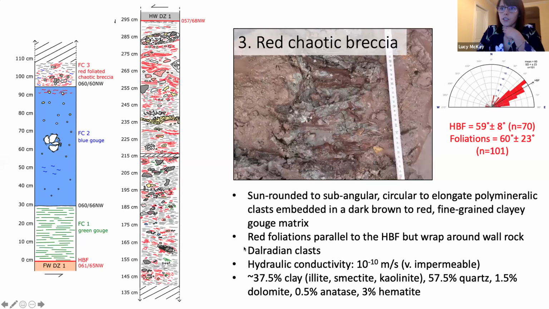So into the red chaotic breccia. It consists of sub-rounded to rounded, circular to elongate clasts embedded within this dark brown to red fine-grained matrix, and red hematitic foliations define a clear structural fabric within this unit. And the fabrics themselves, shown in this image, are typically aligned. Everything is aligned within these Riedel shear geometries, but the foliation can wrap around clasts of the Dalradian wall rock.